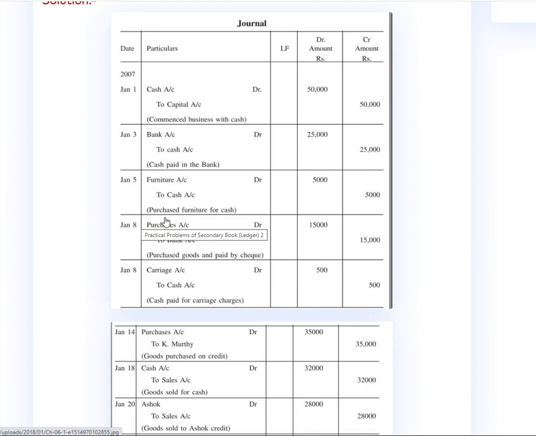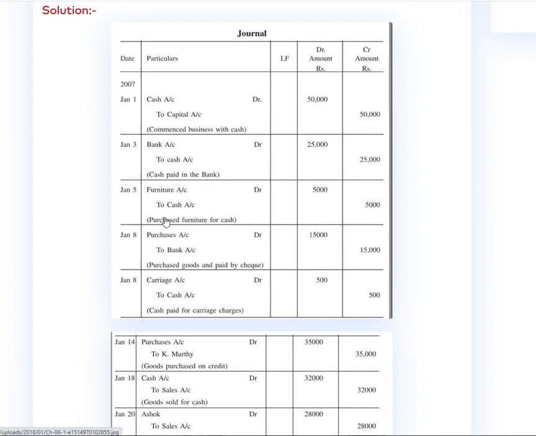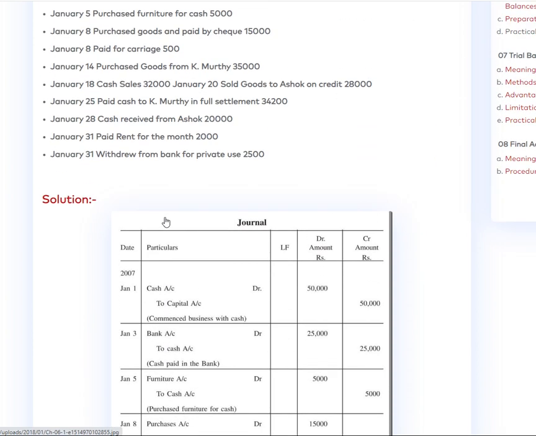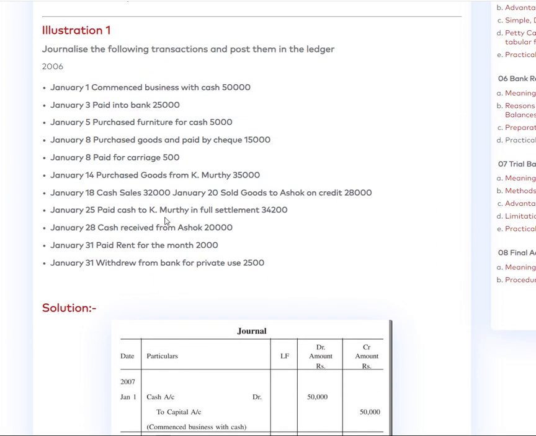However you write the narration, like we write in the classroom, being furniture purchased for cash, something you can write. It is not necessary that it should be perfect. It is in your own words, which can be easily understood when you are reviewing those journal entries. Next, on January 8th, paid for carriage.